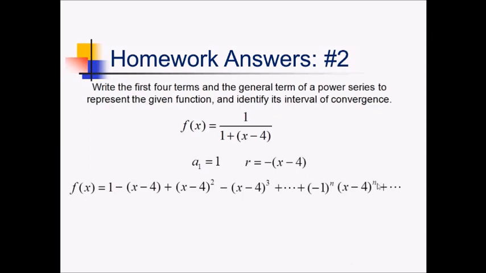That way, when I plug in 0 for my first n value, that'll just give me the 1 that I wanted here. And then I'll put a plus dot, dot, dot to give me the rest of it.